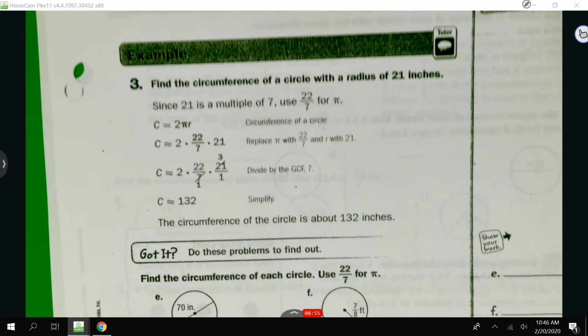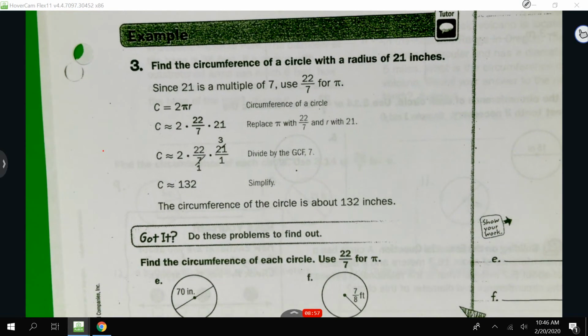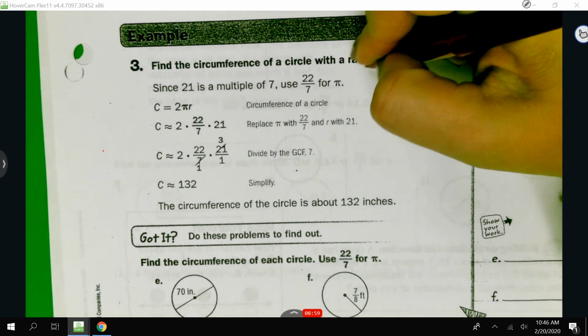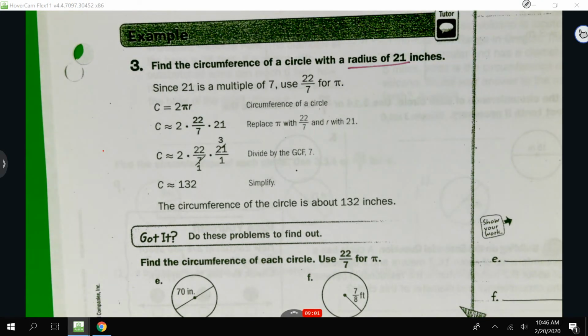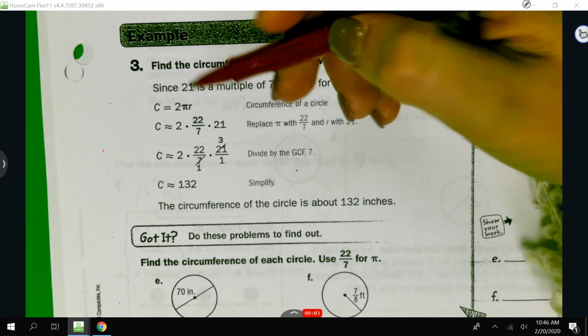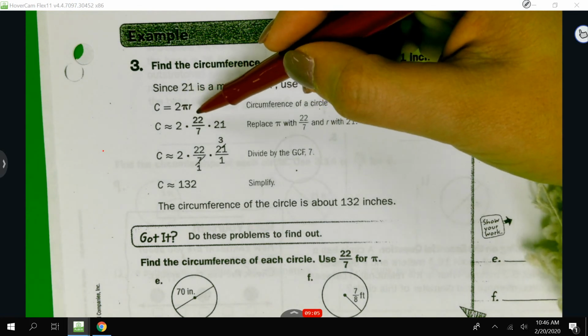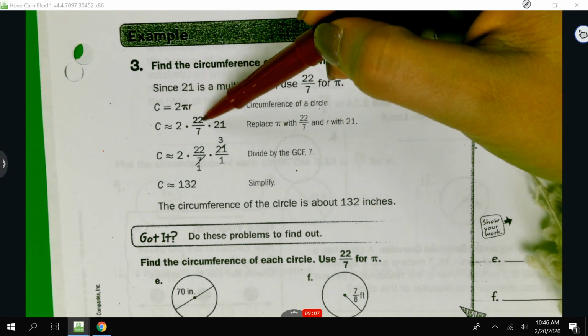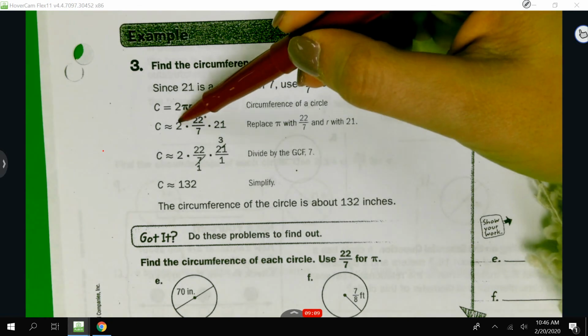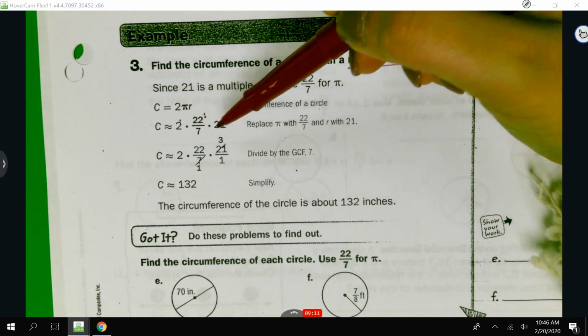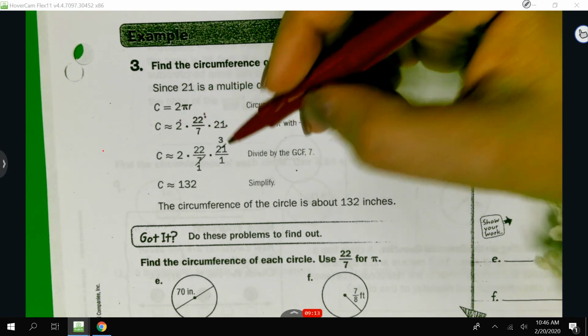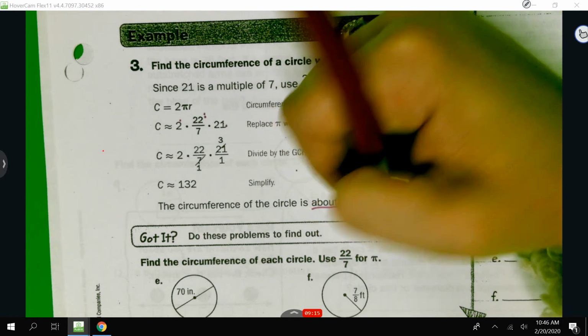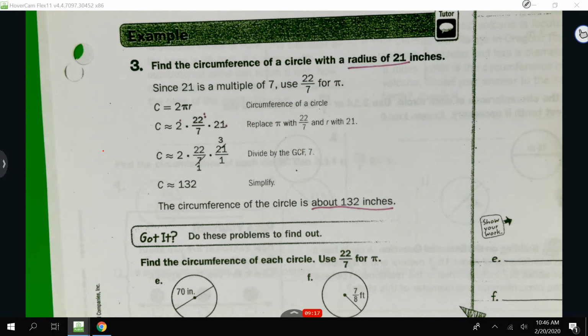Alright, so example 3 is finding the circumference. They tell me that the radius is 21. So I know what r is, so that means I want to use the formula that's 2 pi r. They used 22/7 for pi, so they just did 2 times 22/7 times the radius, which was 21. So the circumference was about 132 inches.